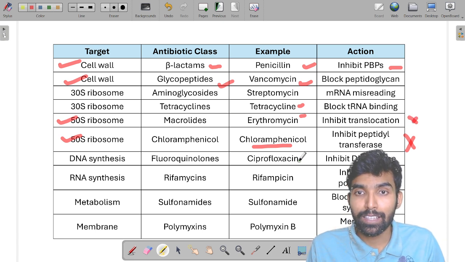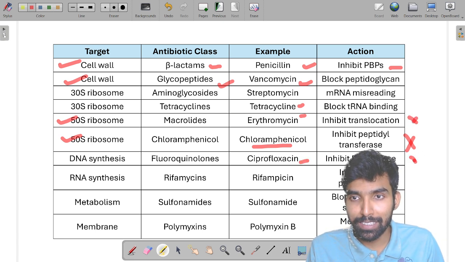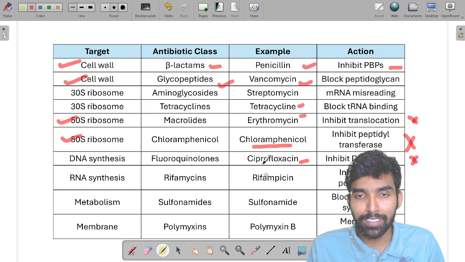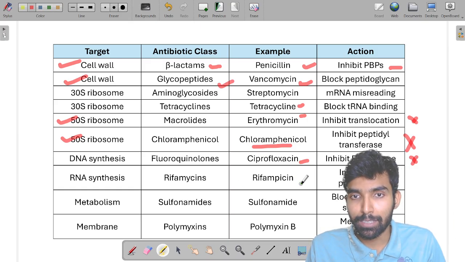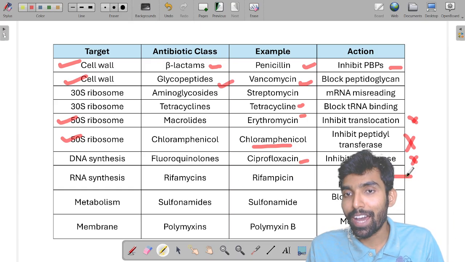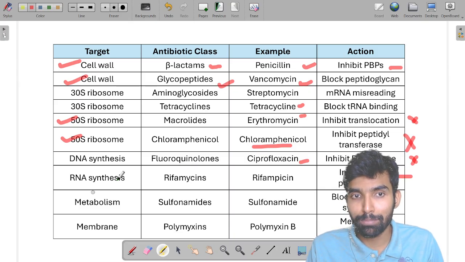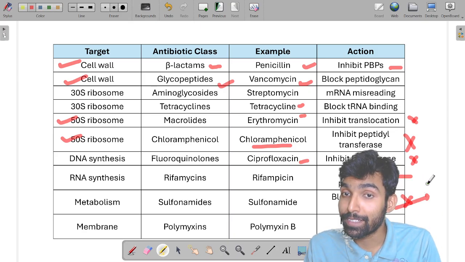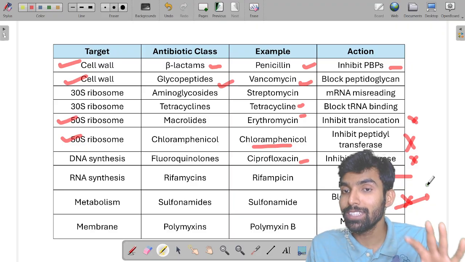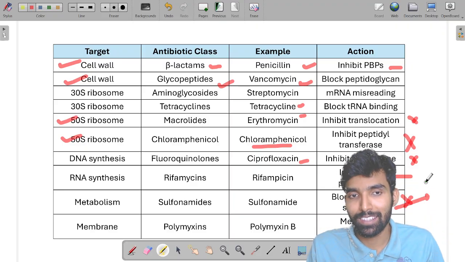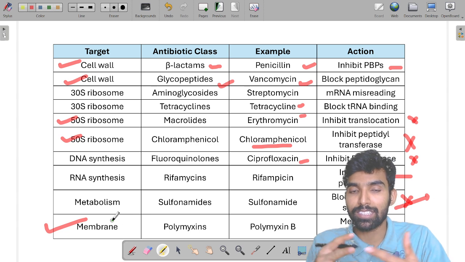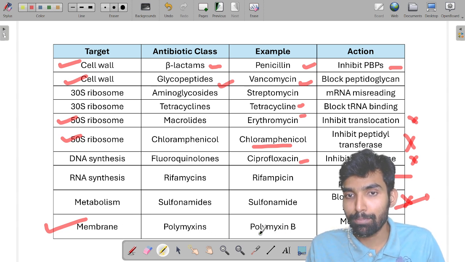DNA synthesis: ciprofloxacin inhibits the DNA gyrase. RNA synthesis, basically transcription, is inhibited by rifampicin, which inhibits the RNA polymerase. For metabolism, two enzymes: one is sulfonamide, which blocks the folic acid synthesis that is necessary for dihydrofolate reductase inhibition, followed by purine synthesis. And the last one is membrane disruption. The best example is polymyxin B.